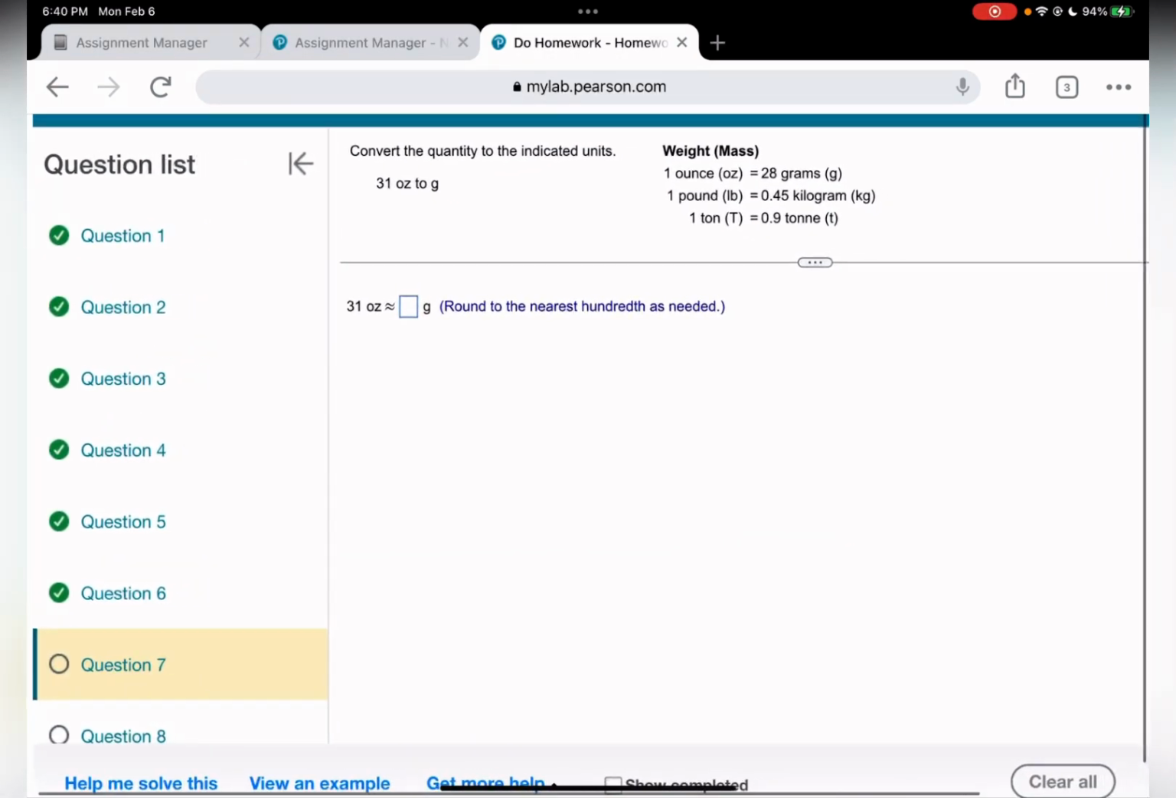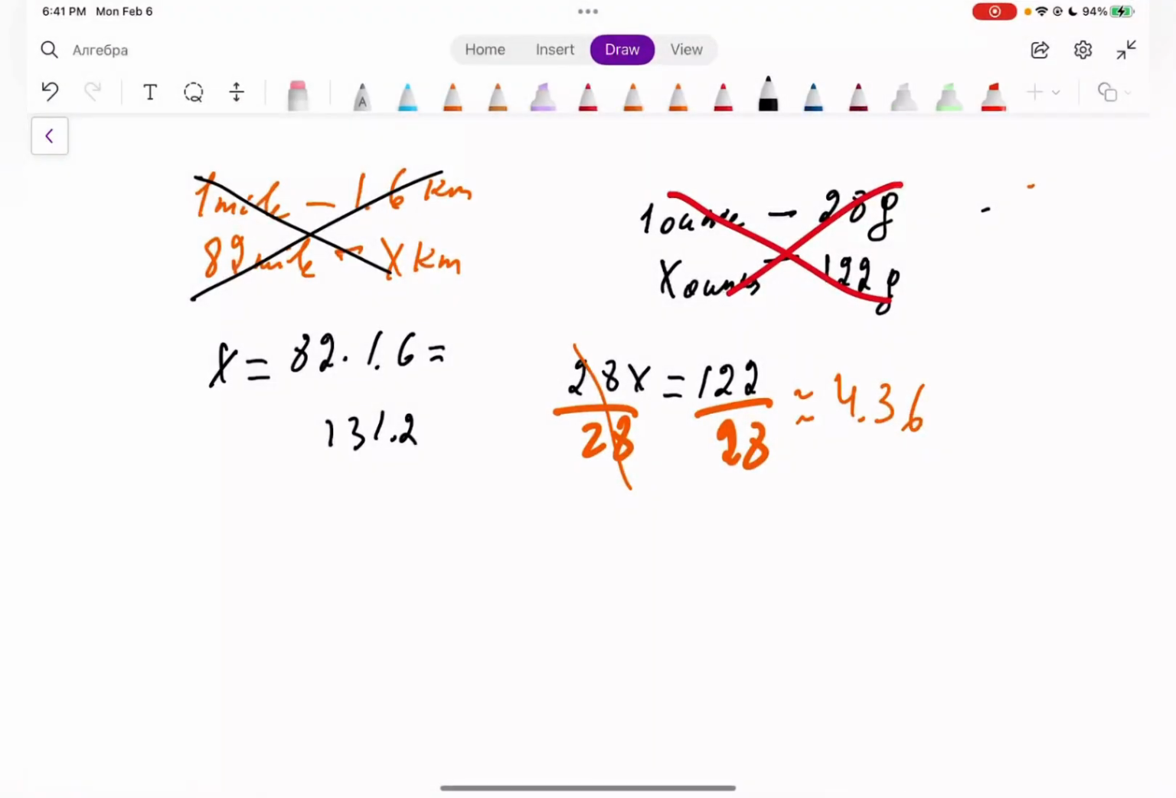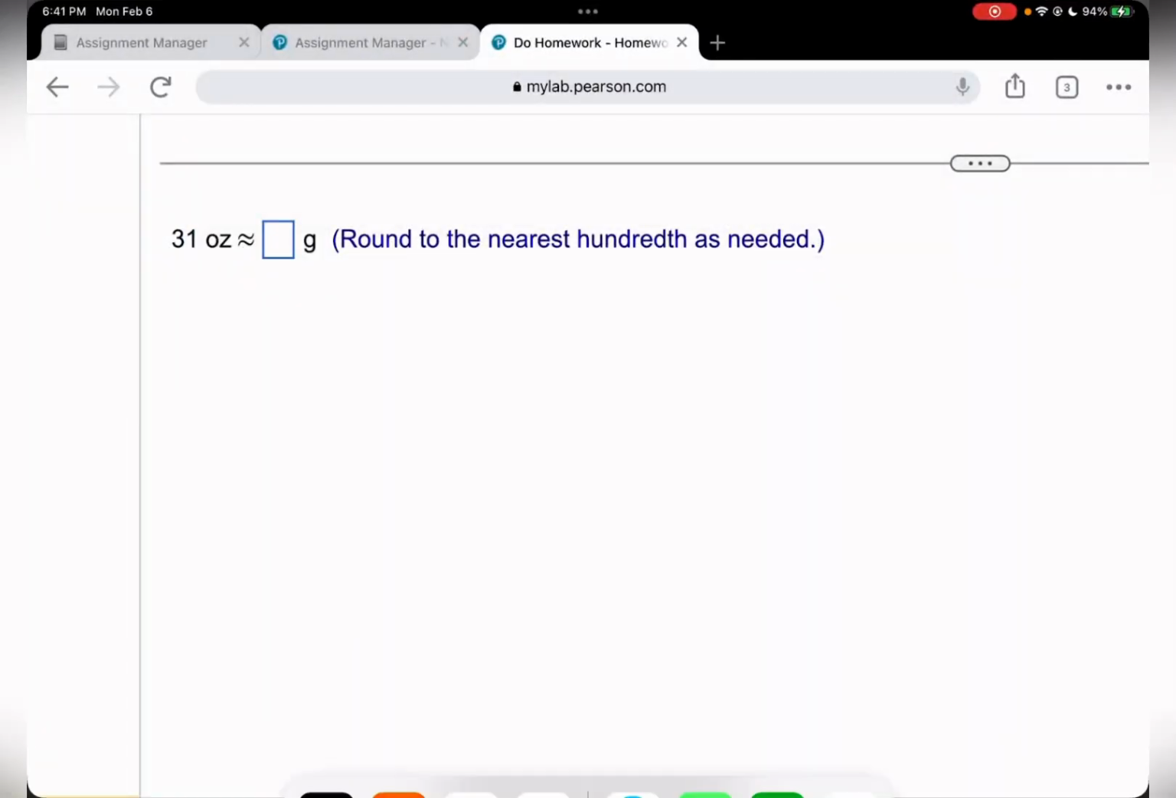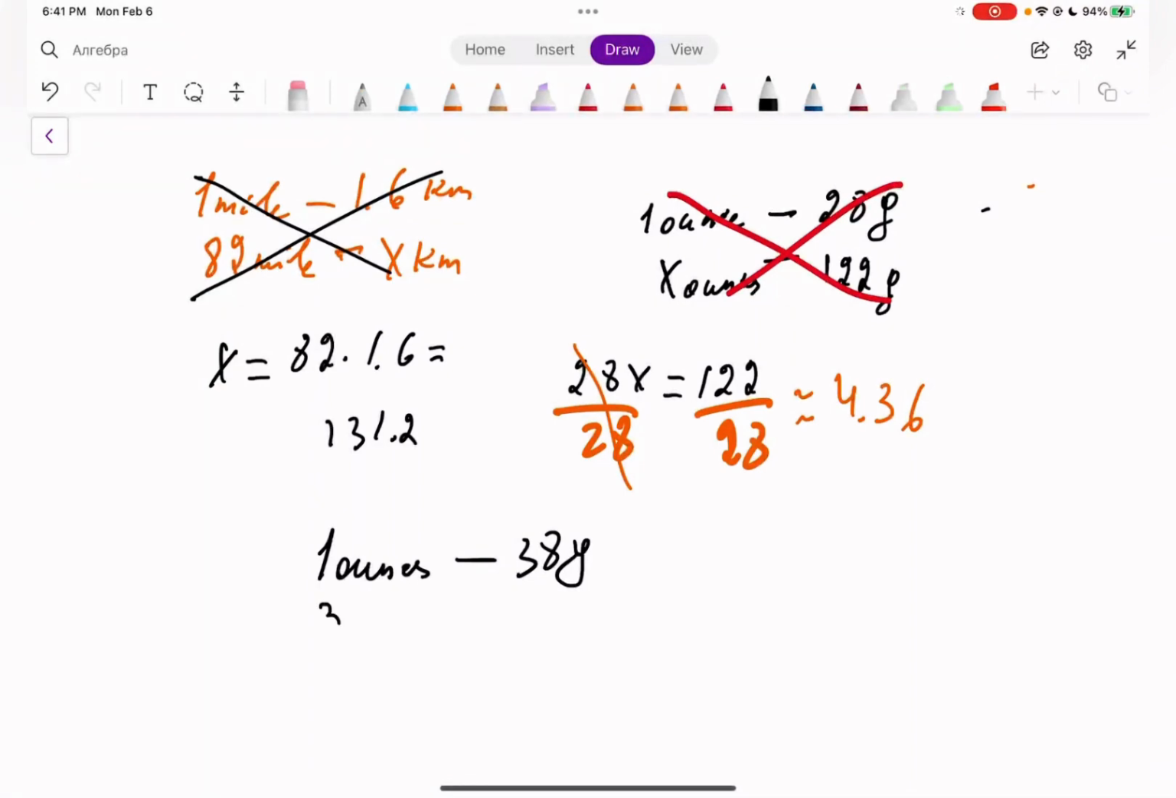Question number 7. We have 31 ounces, and we want to convert into grams. So what do we have here? 1 ounce is 28 grams. We have 31 ounces, X grams. Pay attention: ounce under ounce, gram under gram.